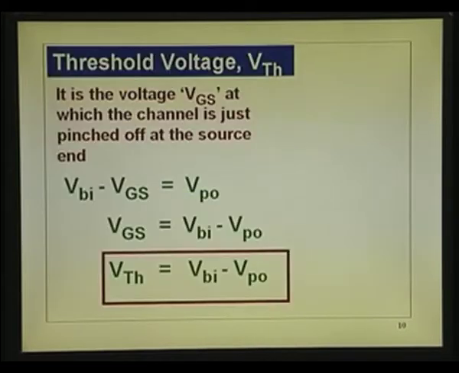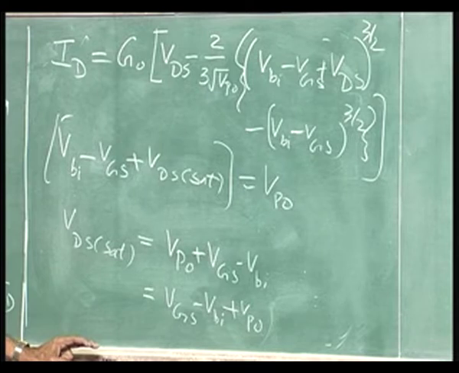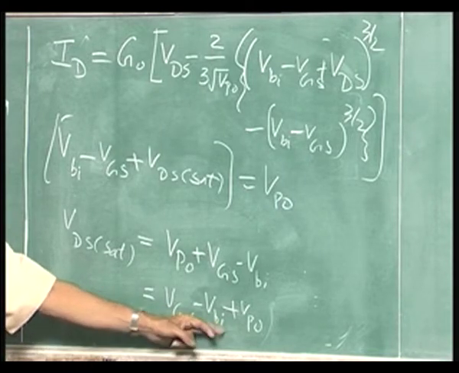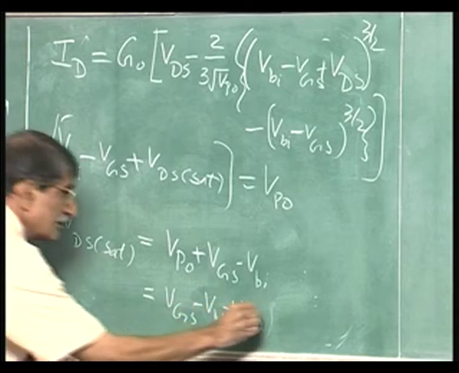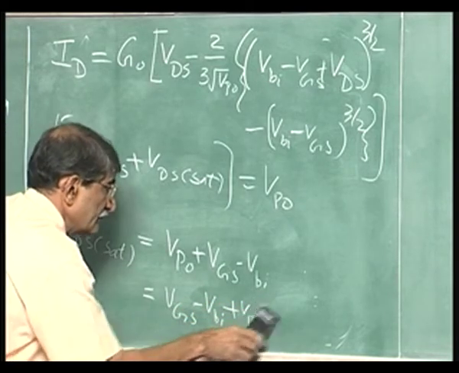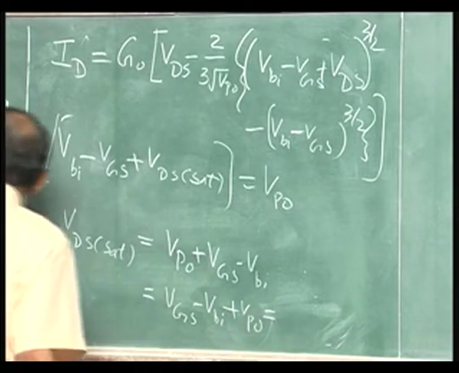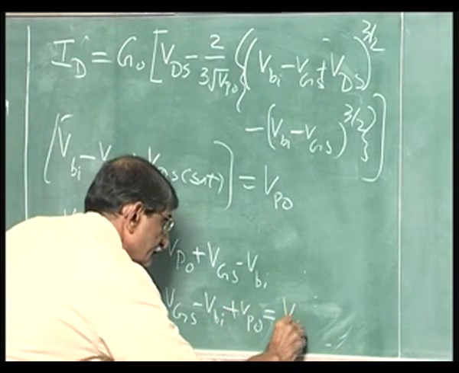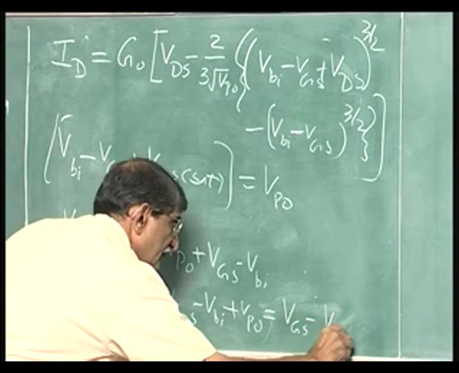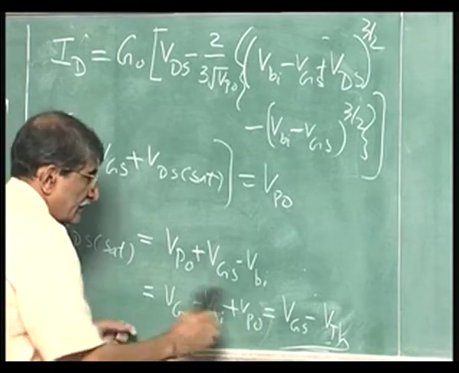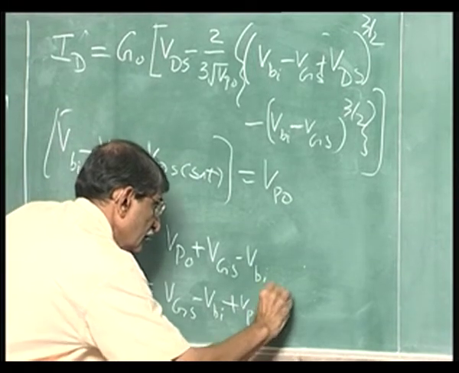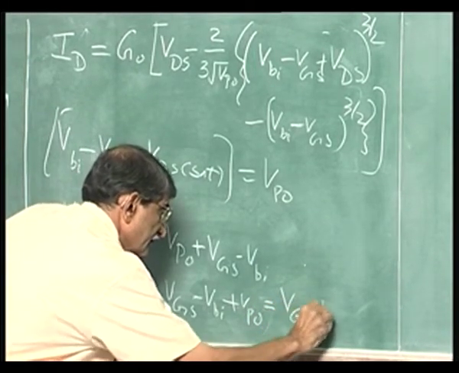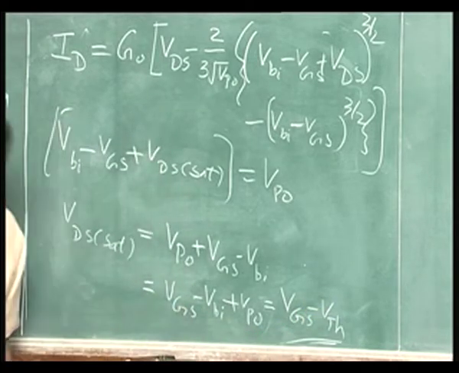So, let us just go back to this and see. We have just now said from there that threshold voltage is VBI minus Vp0, which means this whole quantity is equal to VGS minus V threshold. So, that is what we have.